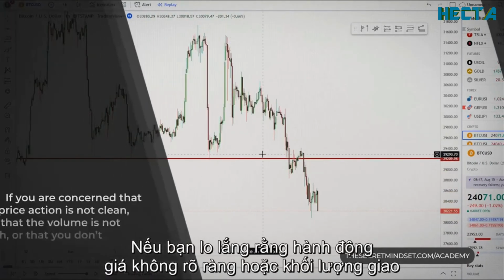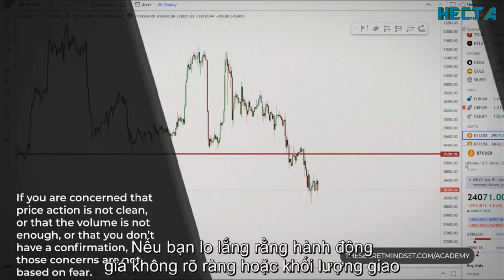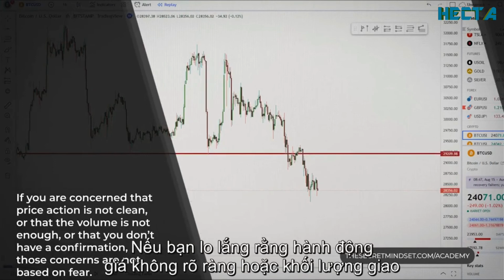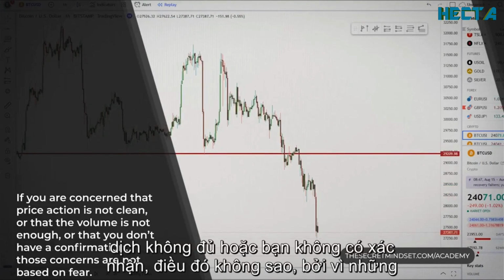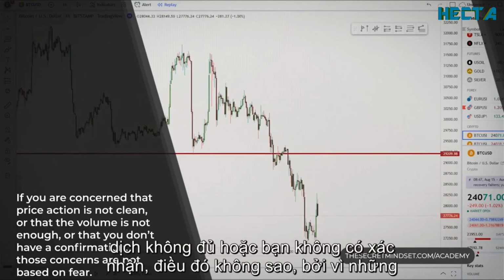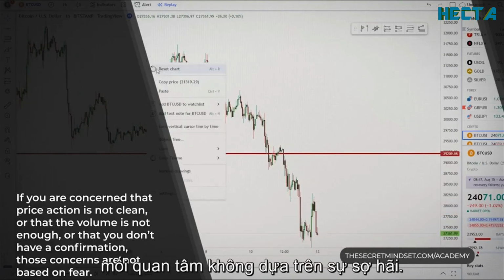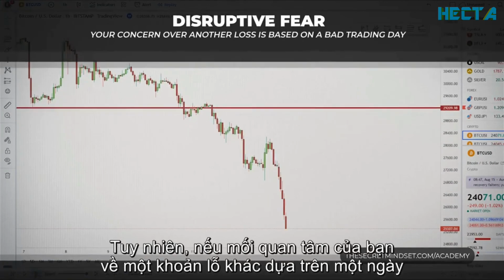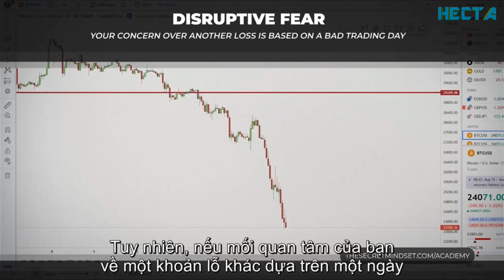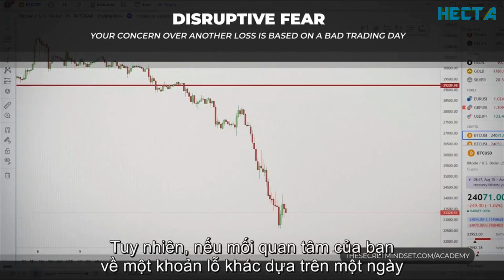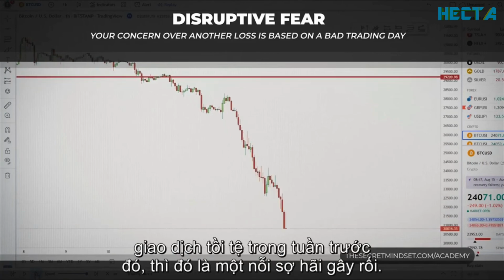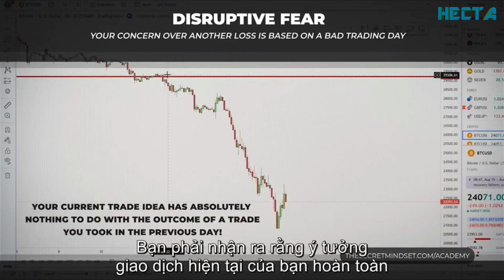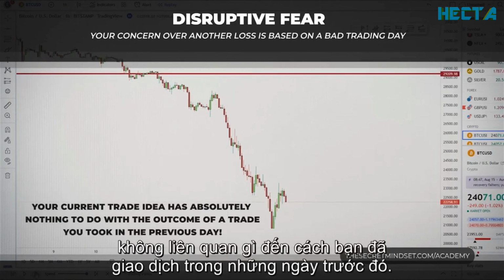If you are concerned that the price action is not clean, or that the volume in the trade is not enough, or that you don't have a confirmation, that's okay. Those concerns are not based on fear. But if your concern over another loss is based on a bad trading day the week before, that is a disruptive fear. You have to realize that your current trade idea has absolutely nothing to do with how you have traded in the previous days.